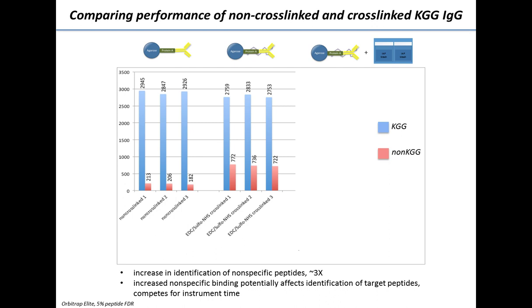So we went ahead to investigate whether or not we could perform a couple of additional IAP washes to see whether or not we could reduce the non-specific binding. And as you can see from the data, the amount of non-specific binding is still comparable to the samples where we didn't have the additional washes.